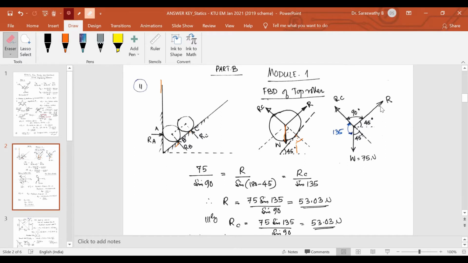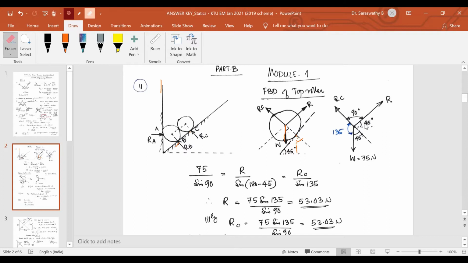Now you apply Lami's theorem: three forces acting at a point. W, 75, divided by sine of this angle. This is 90, so W by sine 90. Now remember, this force R is parallel to this plane. The balls are of the same diameter, so the line connecting the centers is parallel to the inclined plane. So this R is making 45 degrees.